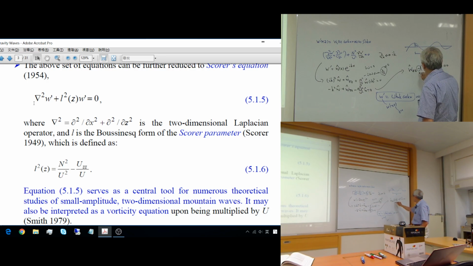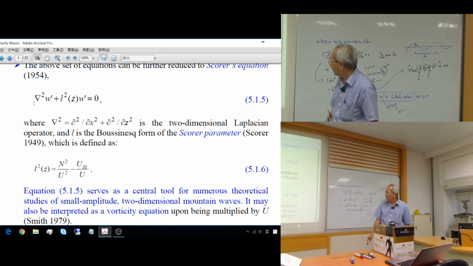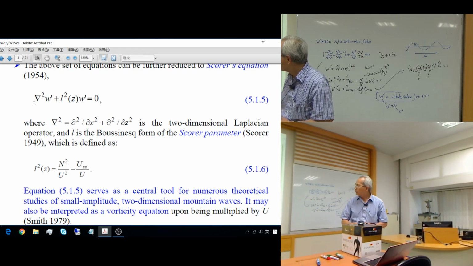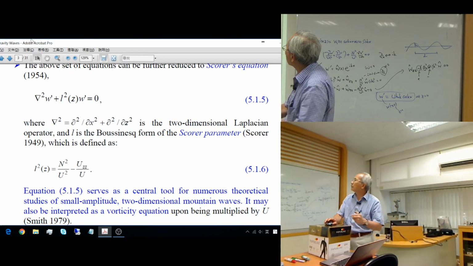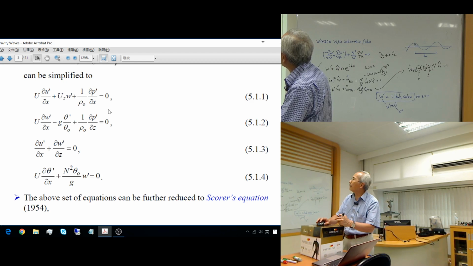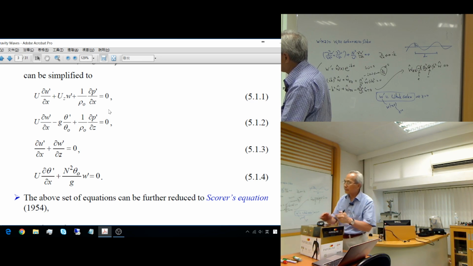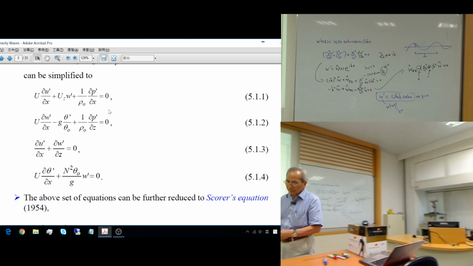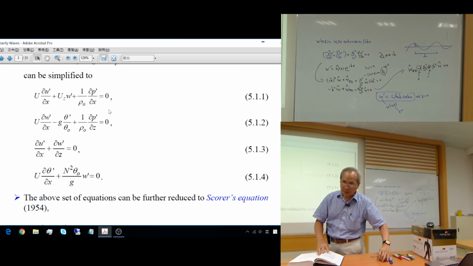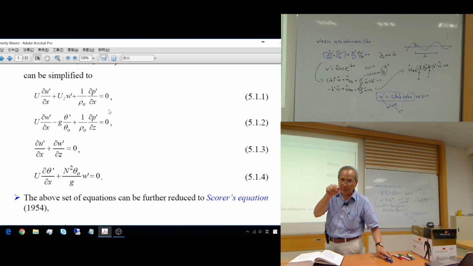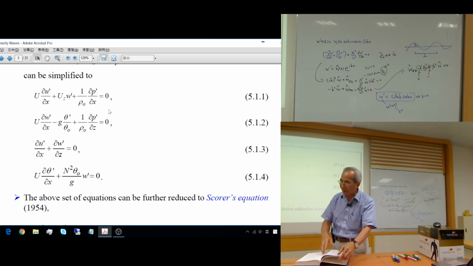This is supposed to be plus. This is supposed to be negative. Something wrong there. Let me see why. It's a good thing of teaching that if something is wrong, once you teach it, you find it, and then you can correct it.